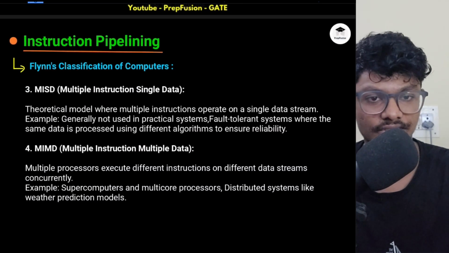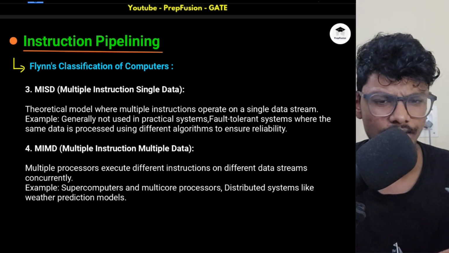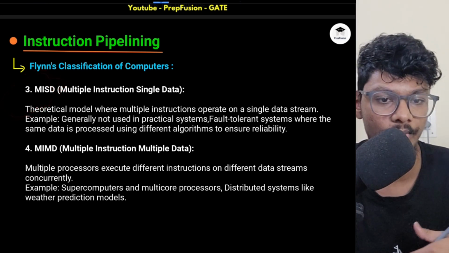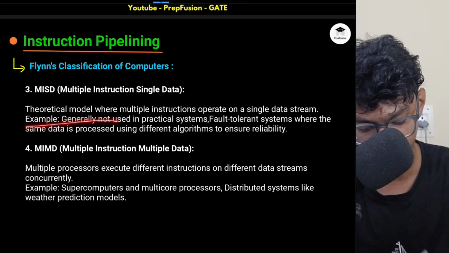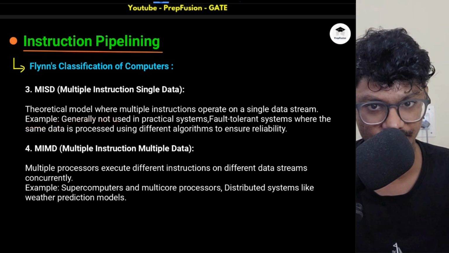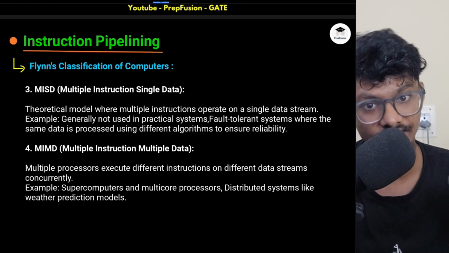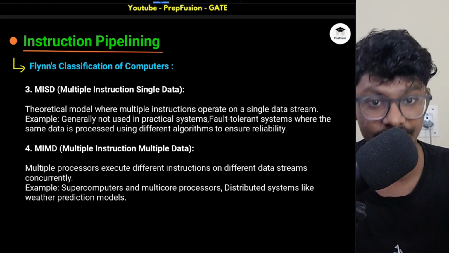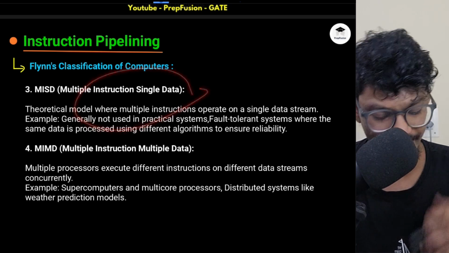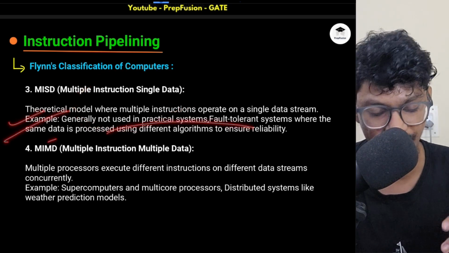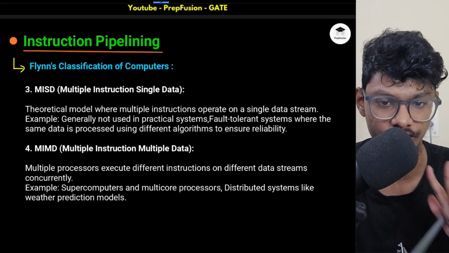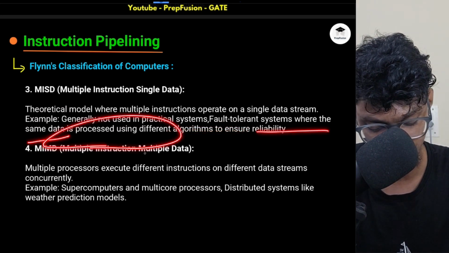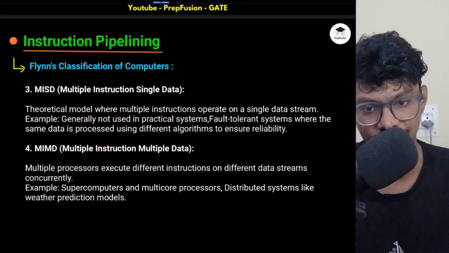Next is multiple instruction and single data. Sometimes this is not possible, where we have multiple instructions and I'm operating on a single data. This is mainly a theoretical model, because if you have multiple instructions on the single data, let's say your I1 instruction is A plus B, it will change the contents of A, B. So it is just a theoretical concept of multiple instructions, single data stream. Actually, we don't use this. Generally, it is used in fault tolerant systems where the same data is processed using different algorithms.